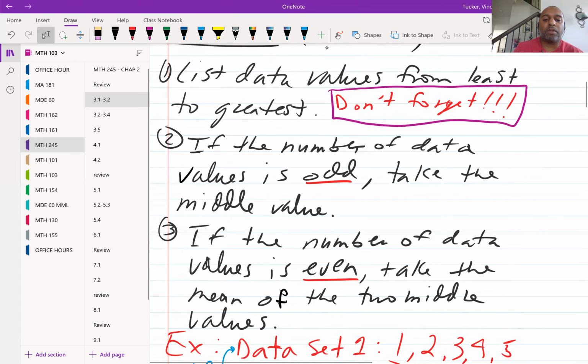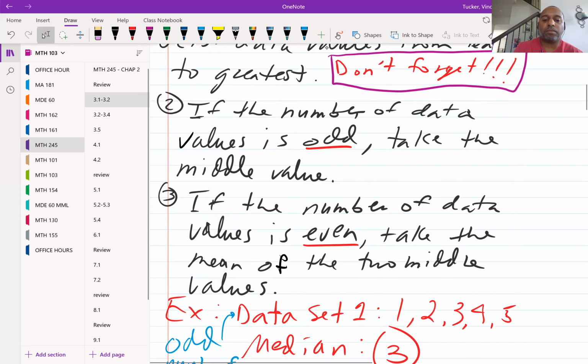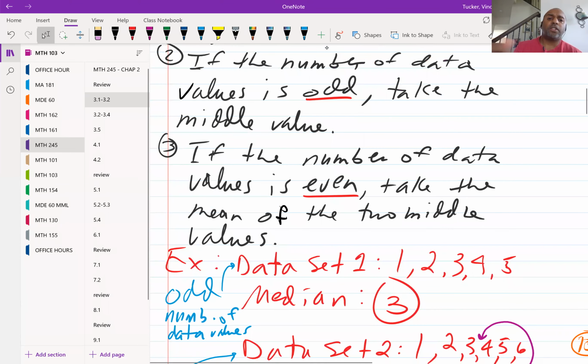All right, scrolling up. So I'm going to give you 2 different data sets for this example. One to show what will happen in the second step. One to show what will happen in the third step. So the first data set, let's say if we have the numbers 1, 2, 3, 4, 5, then our middle value would be the 3 because we have an odd number of data values.